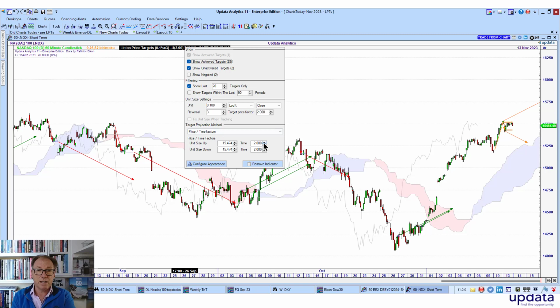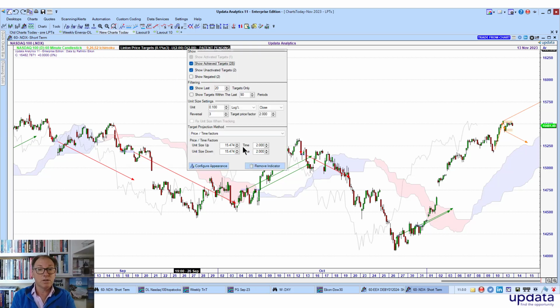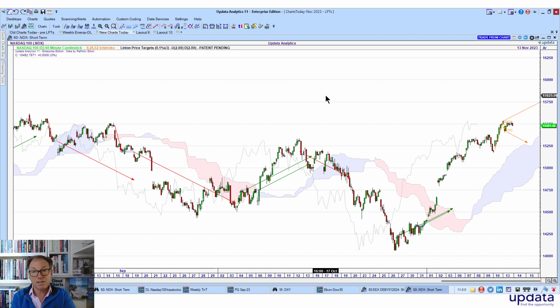So we can see here that again, you could just adjust these. You could make these targets fit, and those would be your numbers. And the downside and the upside, this is new in the system, the downside and the upside can be adjusted differently because downside moves tend to happen faster than upside moves.